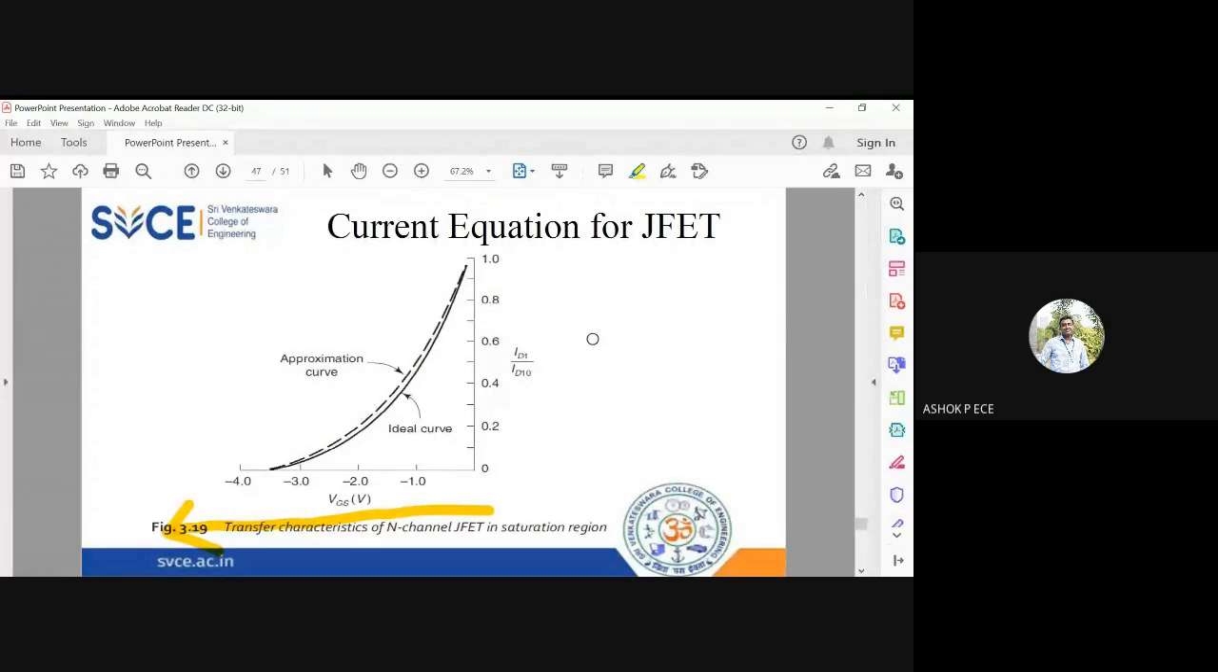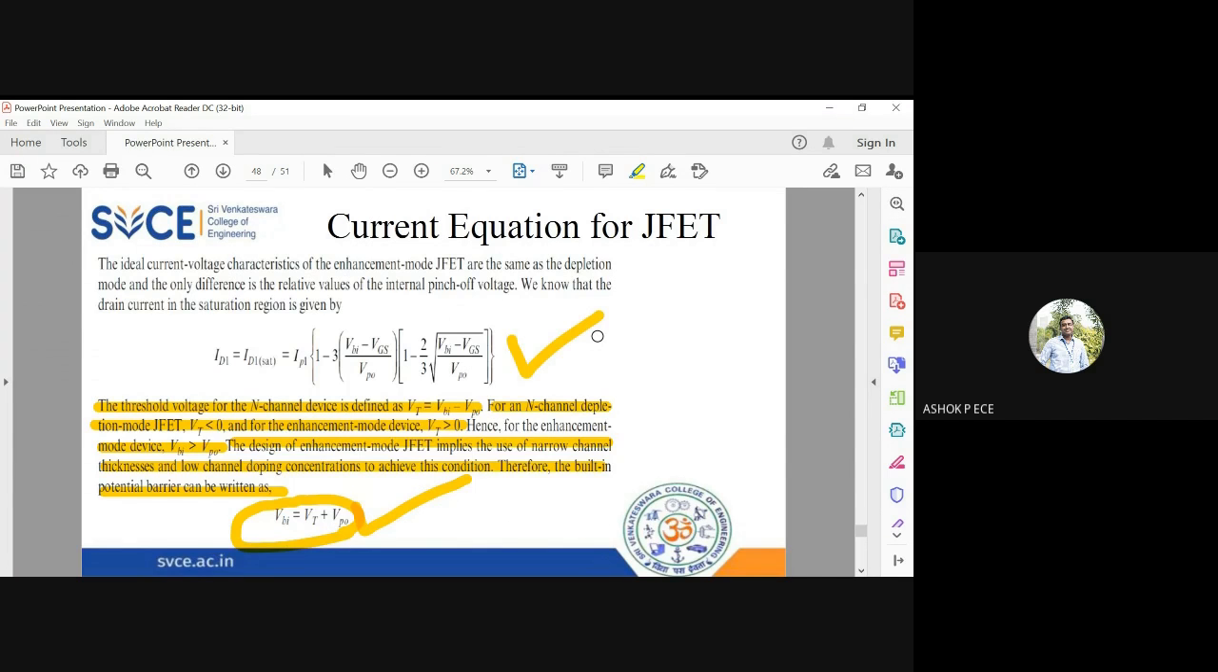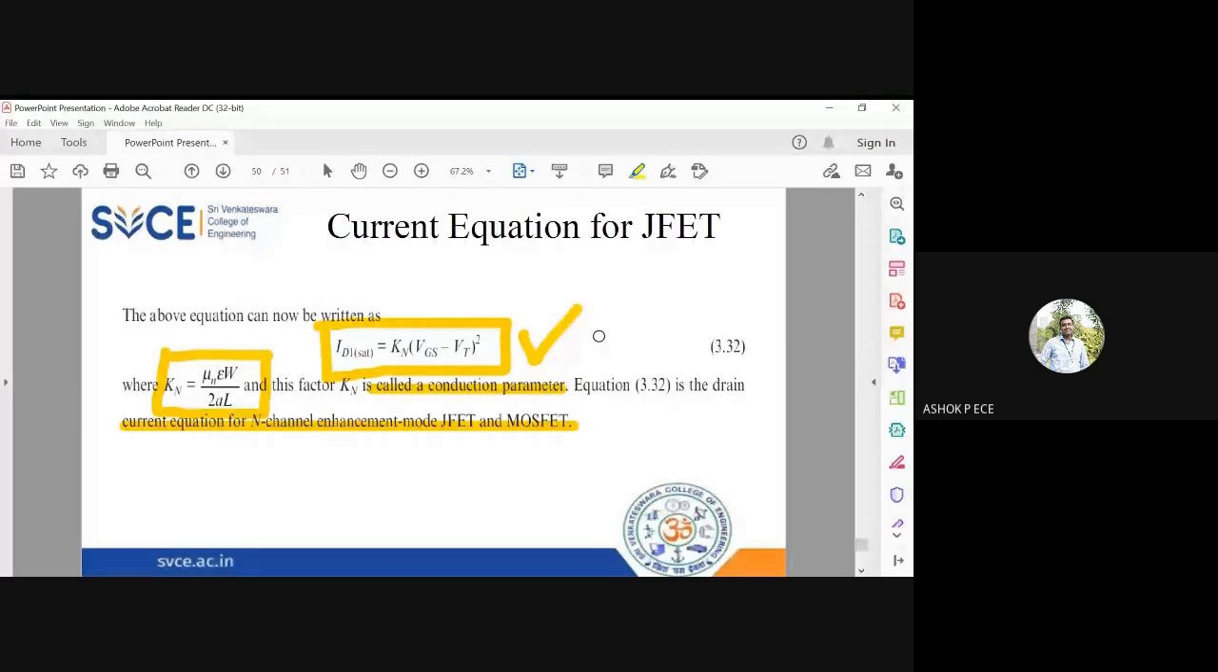So you need not use the exact characteristic curve always. Also, the equations look very big, right? It is enough if you use the approximation in all your studies, because the difference is going to be very minimal. Having understood this, I have derived the expression for saturation drain current in JFET. It is going to be Kn into VGS minus VT the whole square. Kn is called the conduction parameter, and VGS minus VT is the difference between the applied gate source voltage and the threshold voltage of your MOSFET.